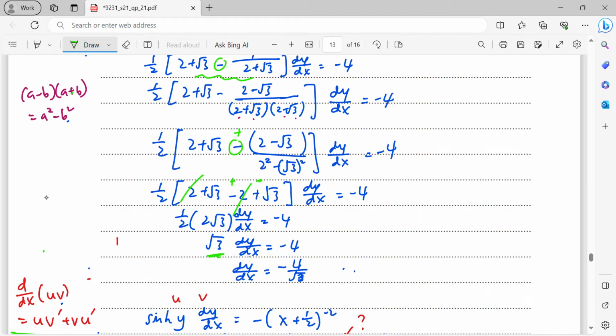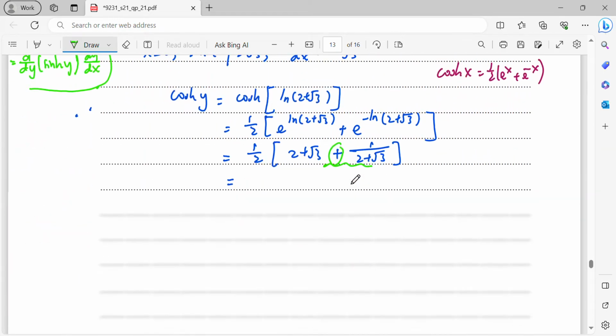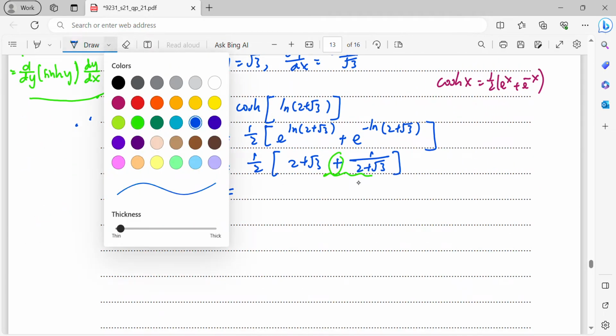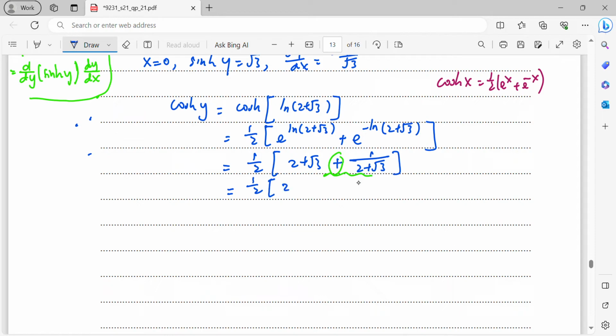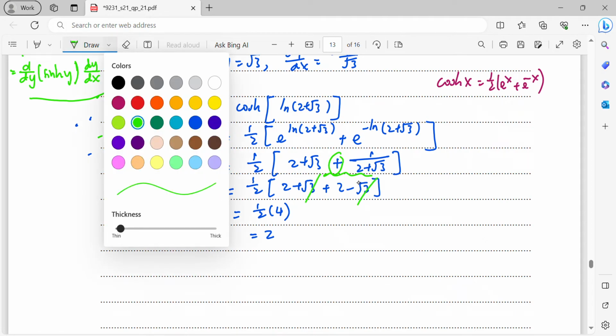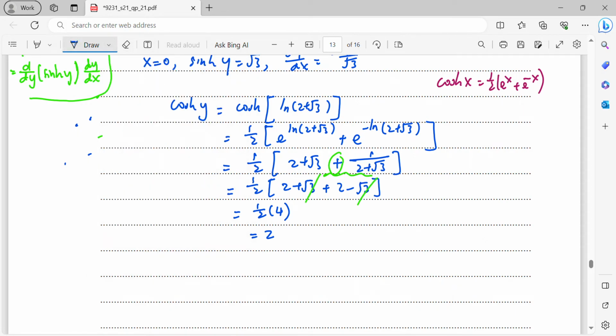Alright, so I will directly jump to this step now. So 2 plus root 3 plus 2 minus square root 3. It will be half (2 plus root 3 plus 2 minus square root 3). So obviously the 2 plus 2 will be 4. 4 divided by 2 will be 2. Okay, the square root 3 will be cancelled off. These two cancel off. Now, I found my cos y.